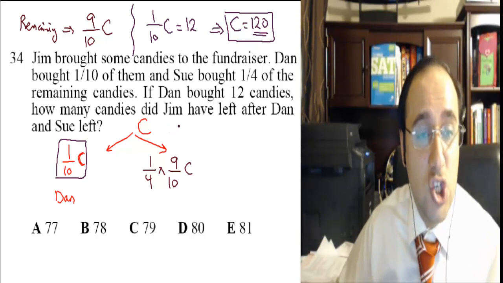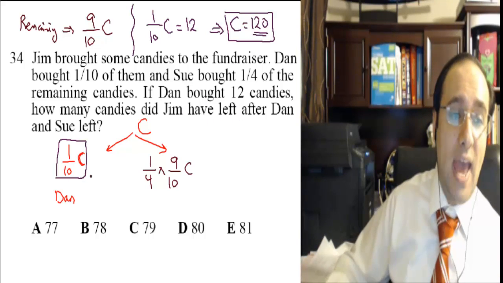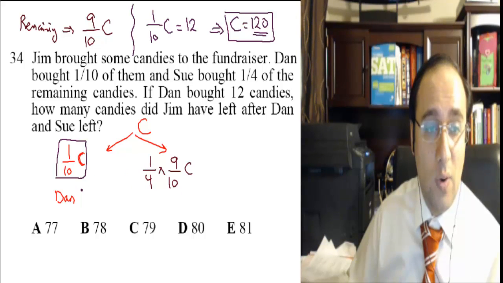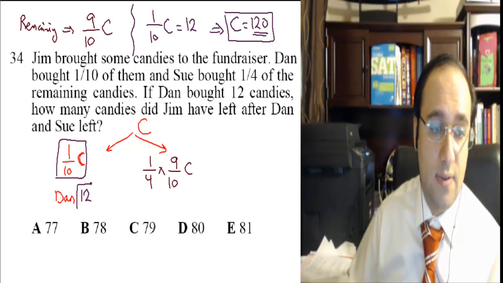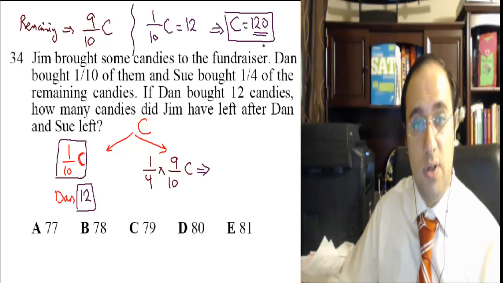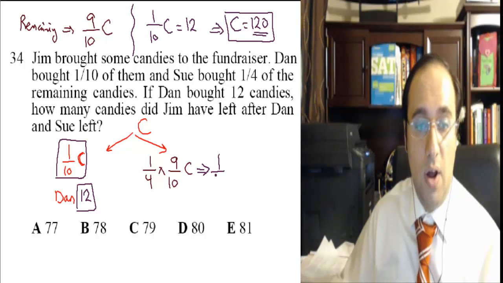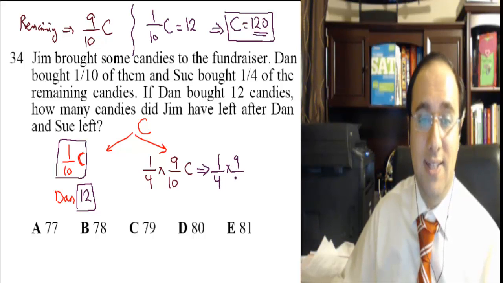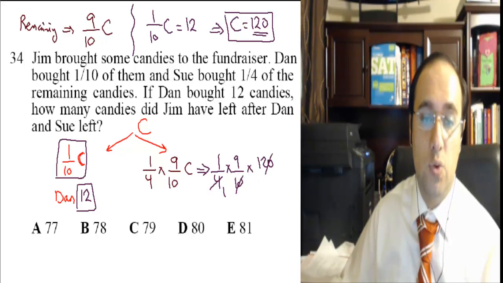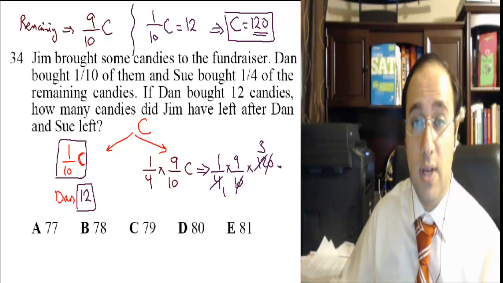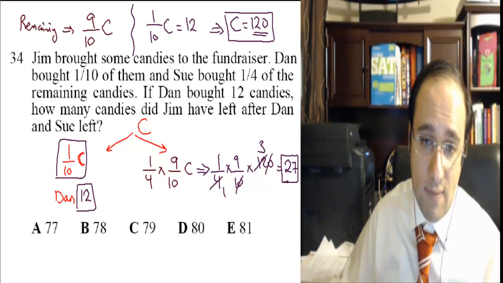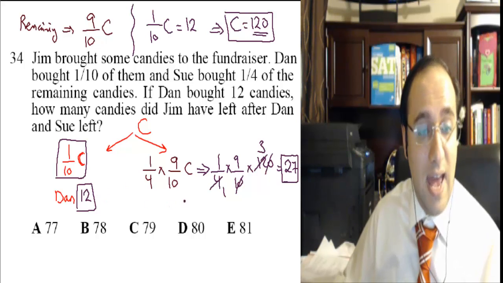How many candies did Jim have left after Dan and Sue left? Okay. How many candies did Dan buy? We know he bought 12 candies. How about Sue? How many candies did she buy? Let's substitute 120 here instead of C. So she bought 1/4 of 9/10 of 120. The 0 cancels with the 0. 4 divided by 4 is 1. 12 divided by 4 is 3. So we're left with 3 times 9, which is 27. So how many candies did Sue buy? 27 candies.